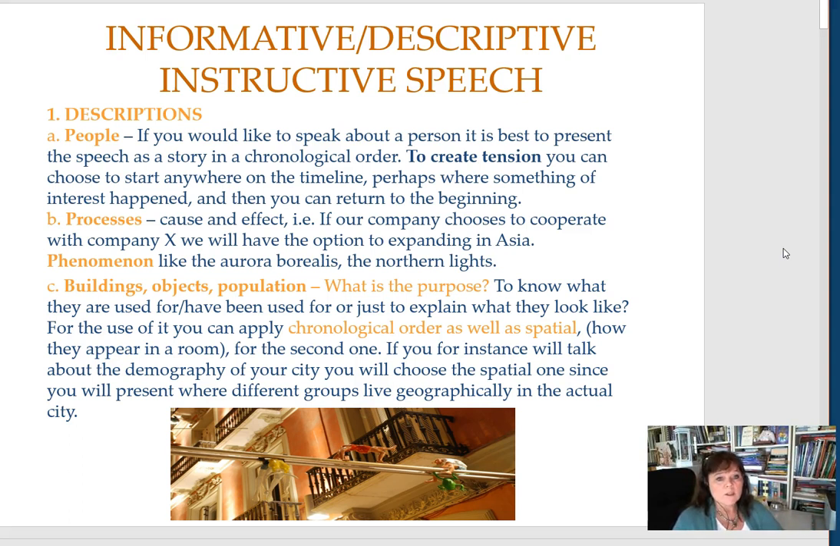If you would like to be descriptive, you can use it to describe buildings, objects, population, but then you need to know, what is the purpose? Do I want to convince? Well, then it's not a descriptive speech. But if I just want to explain what they look like, then you can also apply chronological order, as well as spatial, of course, how they appear in a room, or geographically.